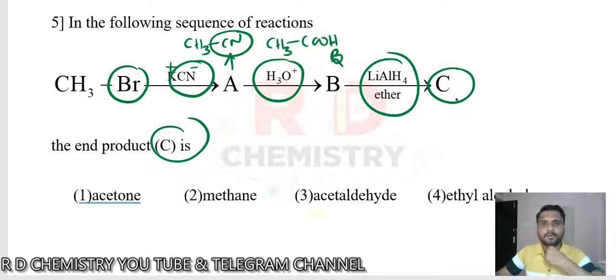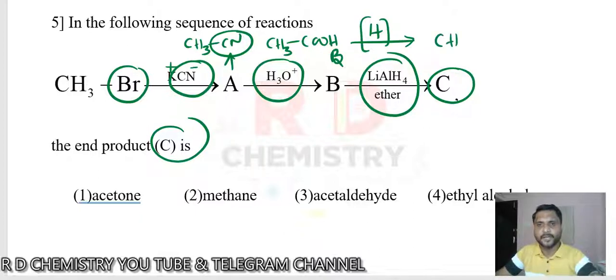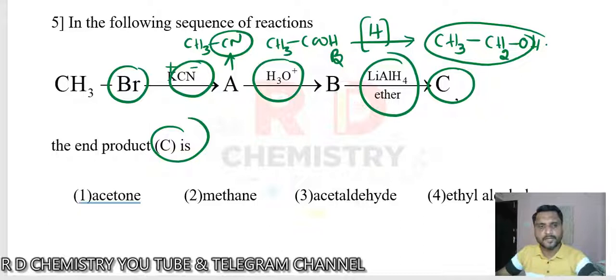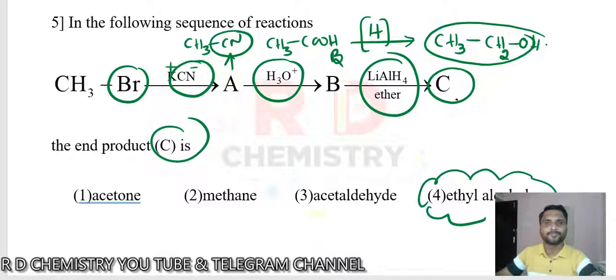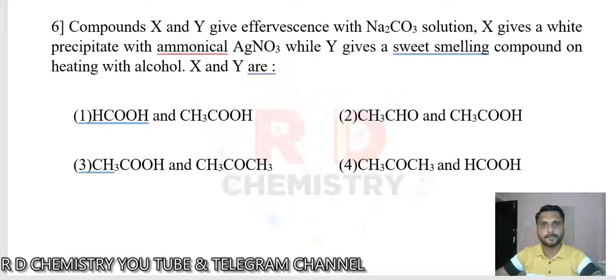It reacts with lithium aluminum hydride. Lithium aluminum hydride is the strongest reducing agent, correct? Therefore, it finally gives the corresponding alcohol with the same number of carbon atoms. So we are going to get ethyl alcohol. Ethyl alcohol is there in option number 4. Option number 4, right? Let's go for the next question.